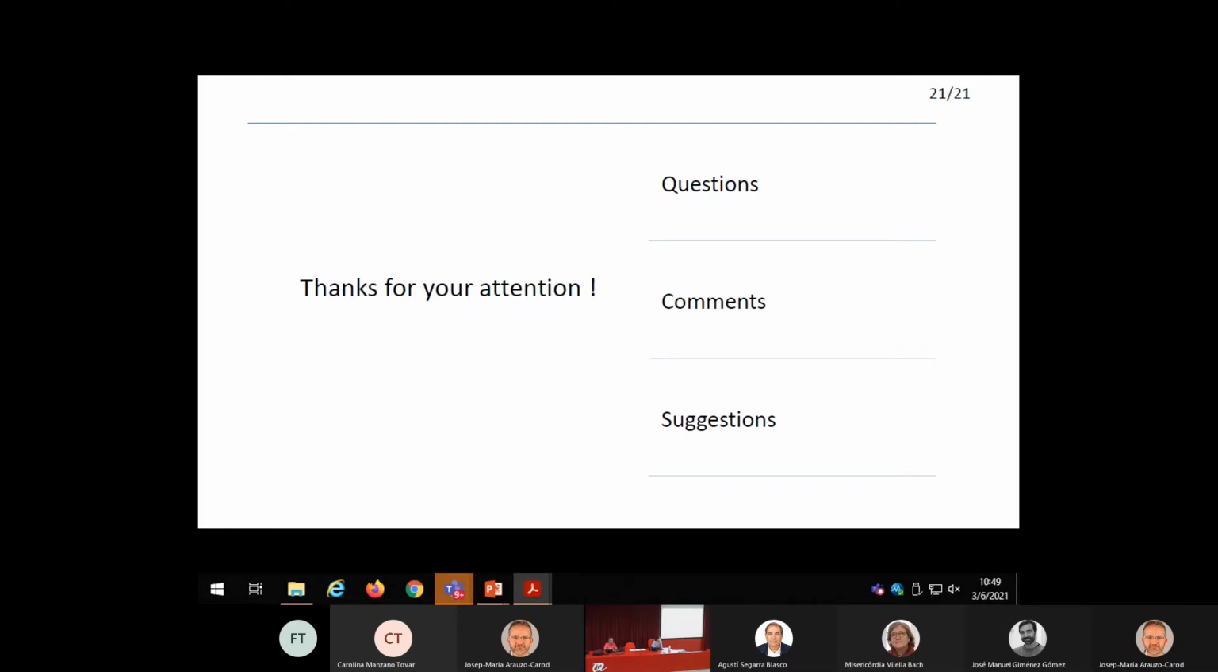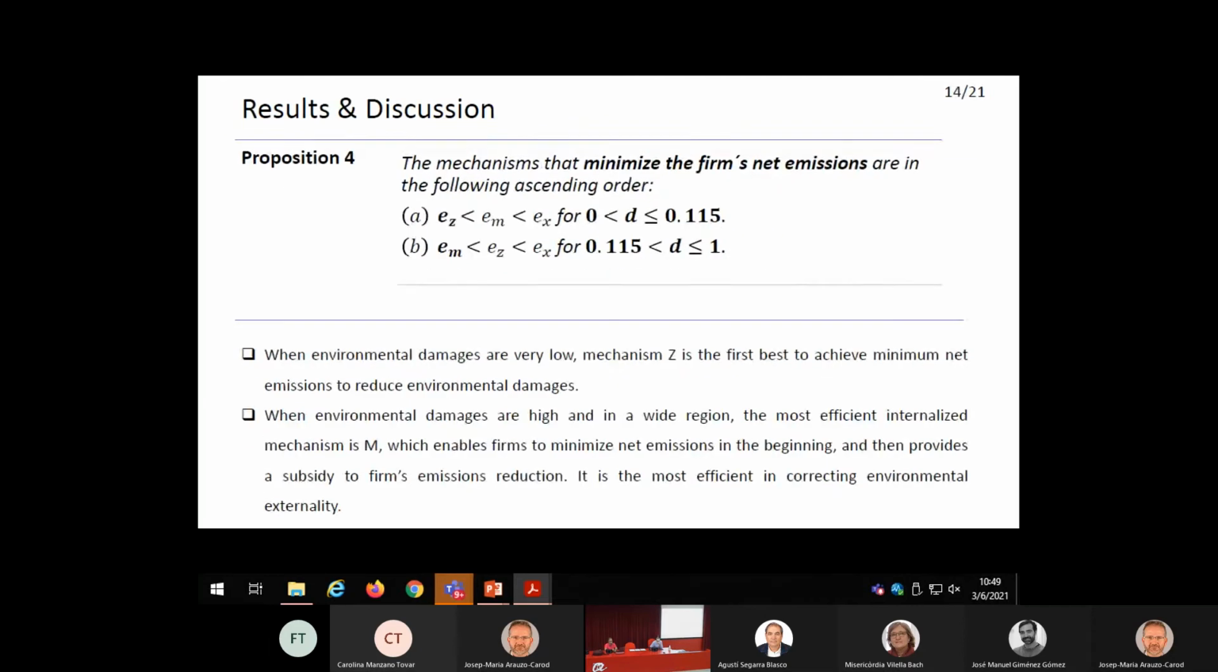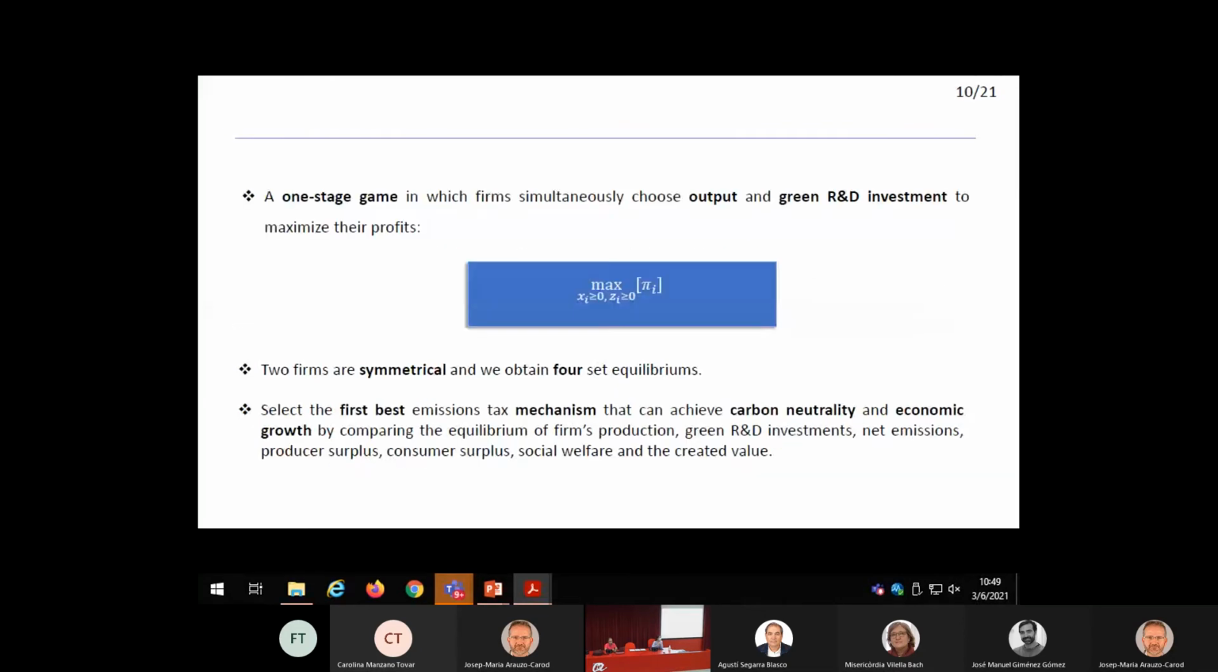So in terms of modeling, in your model, your firms choose simultaneously quantities and R&D, right? Yeah.